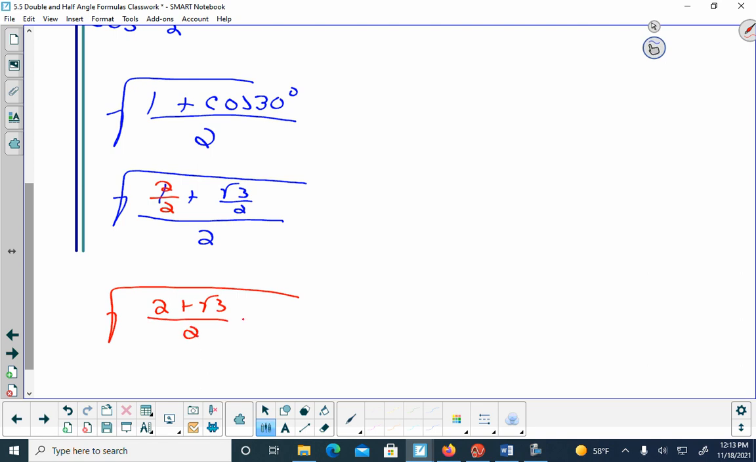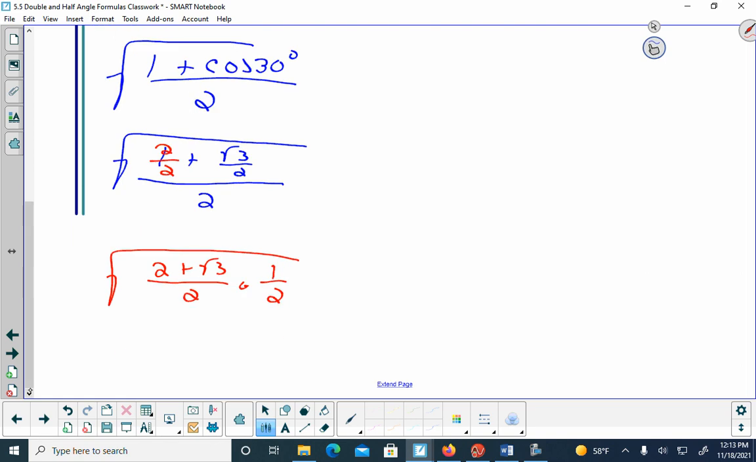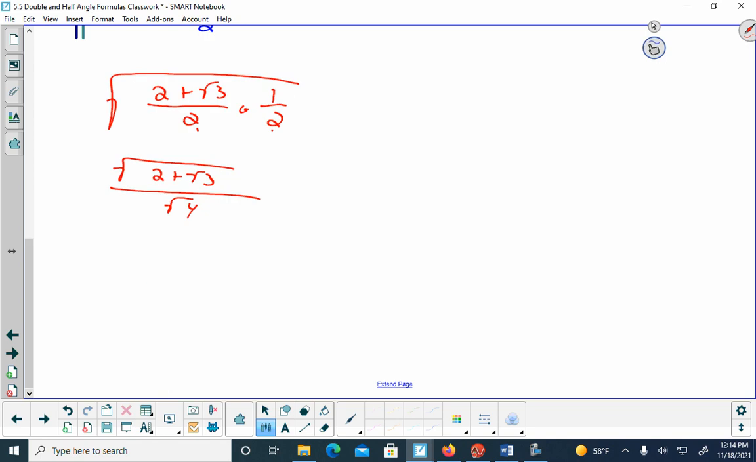Can I multiply by 1/2 while I'm here? Yes. Beautiful. So I'm going to have the square root of 2 plus the square root of 3 all over the square root of 4, because 2 times 2 is 4. So the square root of 4 is 2. So I'm going to have 2 plus the square root of 3 all over 2. And that's it. That's my answer.